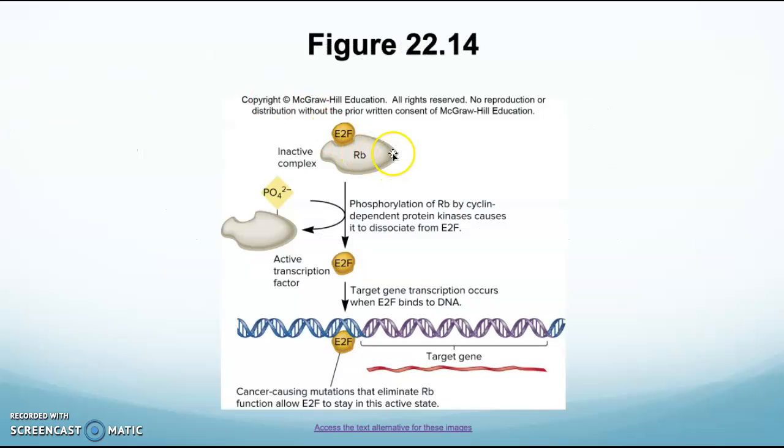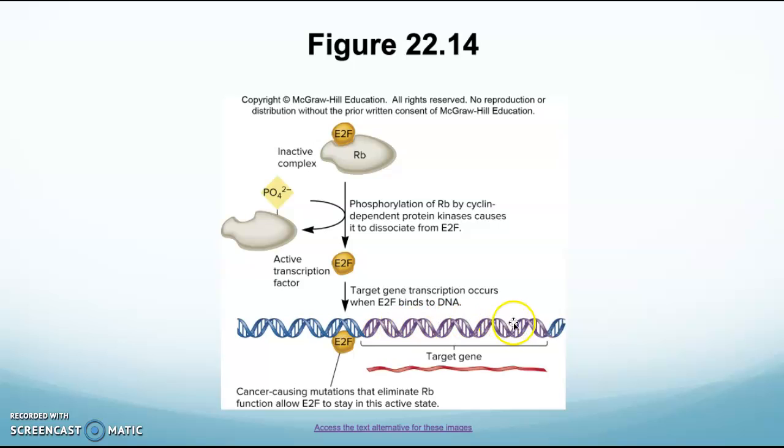So here's a picture of this. This is RB, and when it is attached to the E2F, it's inactive. If we get phosphorylation of that RB, then we get dissociation, and E2F can go on and bind and actually go through transcription. And what we see is that the cancer-causing mutations that eliminate RB will allow this to occur continuously. We don't have any of this being bound and then released and bound and released. It's just continually attached.